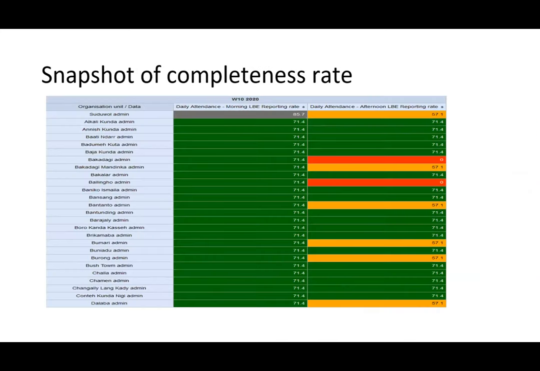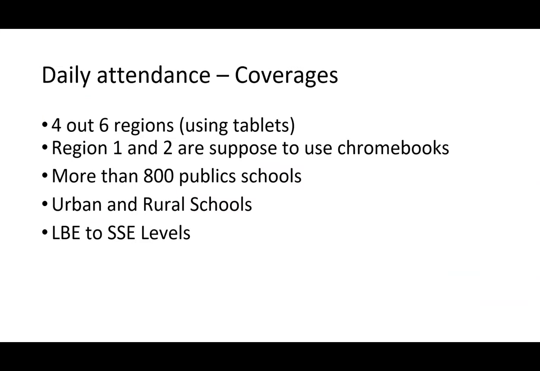This is a snapshot of the completeness rate of the daily attendance for primary schools, from DHIS2. For daily attendance, the coverage is 4 out of 6 regions that are currently using tablets and the app to send the data through SMS.